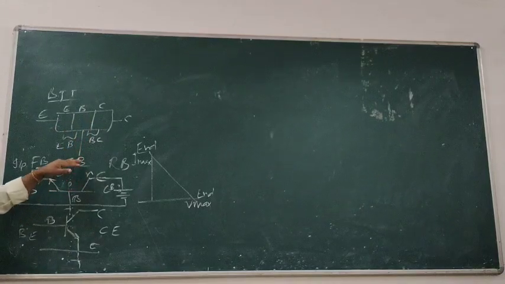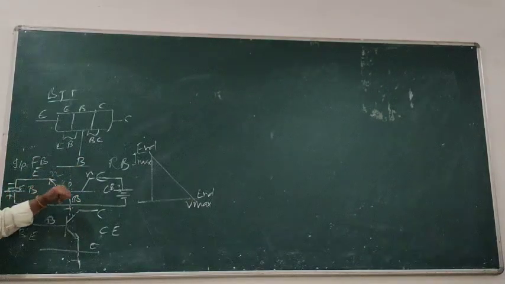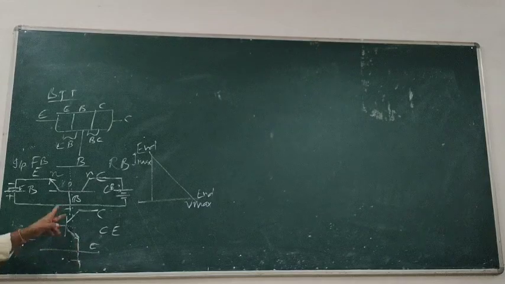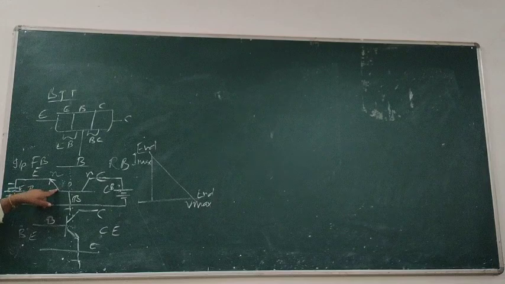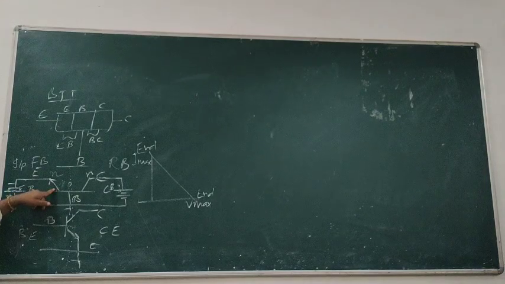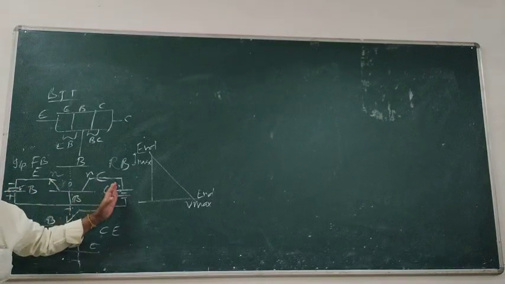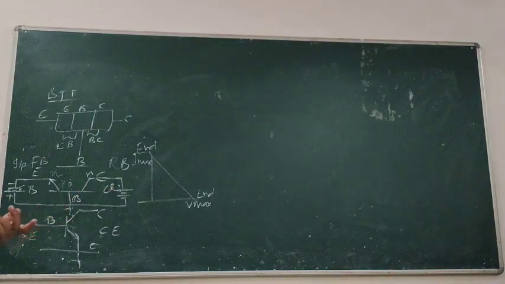Suppose we are keeping the base as common, then it is called a common base. Suppose you have the emitter as common, then it is called a common emitter. Here we are using an NPN transistor. If we are using an NPN transistor, the arrow mark will be over here. You usually use an NPN transistor. Whenever it is connected with forward bias in the input section and reverse bias in the output section, the transistor is in active mode, operation mode, working mode.